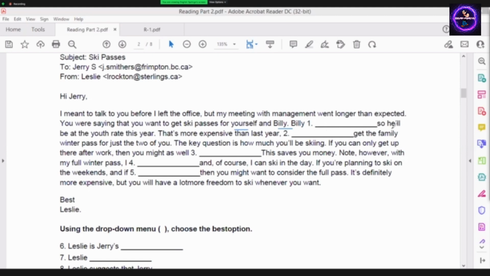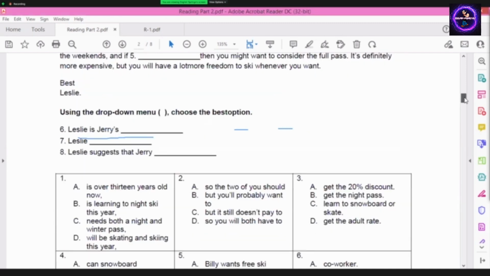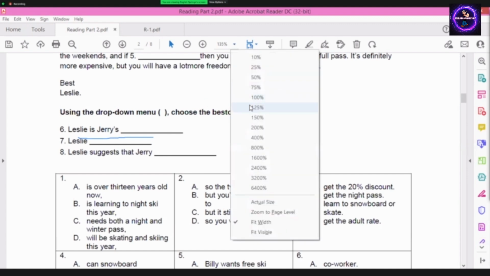Billy Dash, so he will be at the youth rate this year. So probably a child, maybe. Yeah. So you can check your options first before you go and read the diagram. Will he be over 13 years old? Is he learning to night sky, or is it night sky this year? He needs both night sky and winter pass. Let me reduce this.